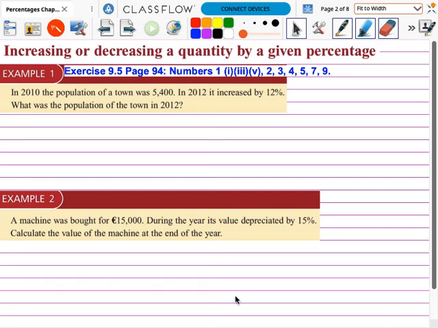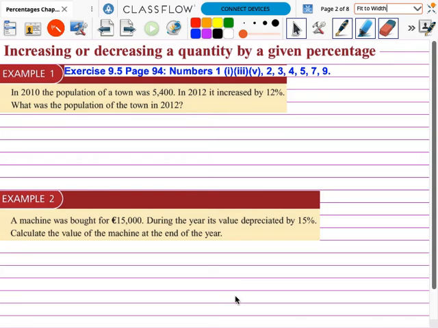Percentage problems once again. And we're looking at a situation where we're increasing a quantity by a given number. We're increasing something by 12%. What are we increasing by 12%? Read the question. It says the population of a town was 5,400.